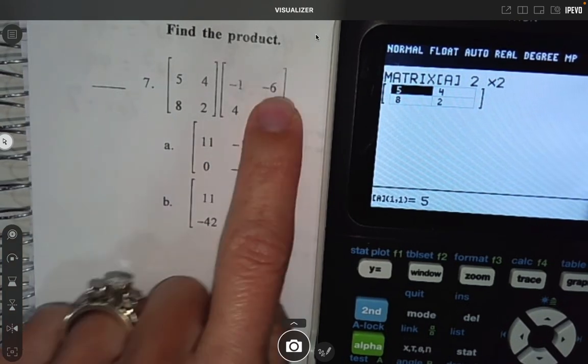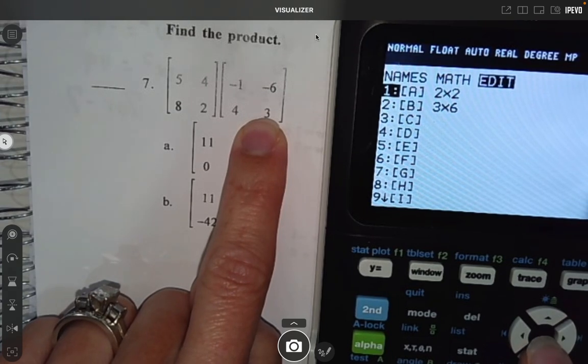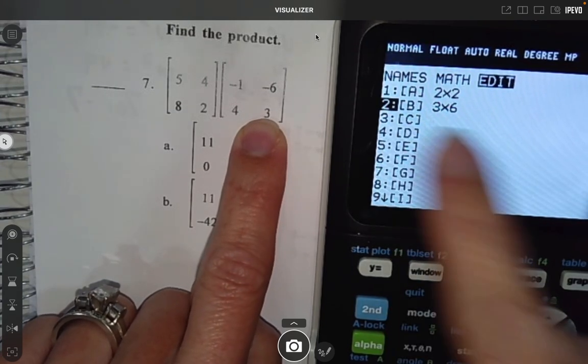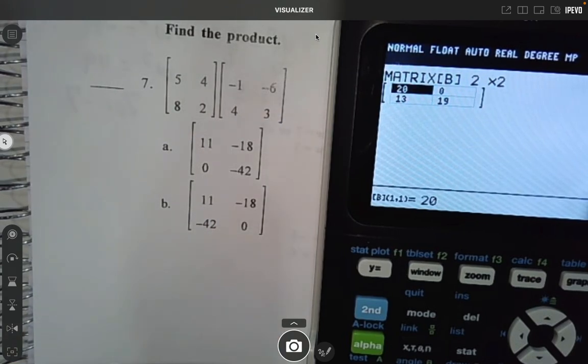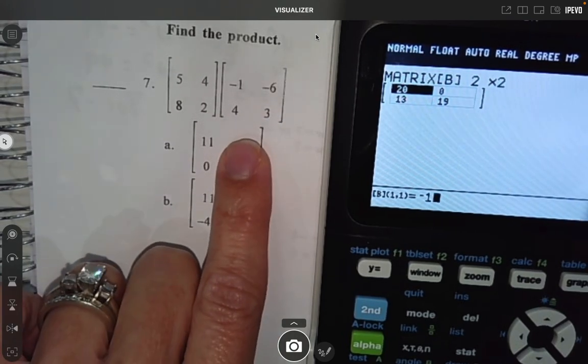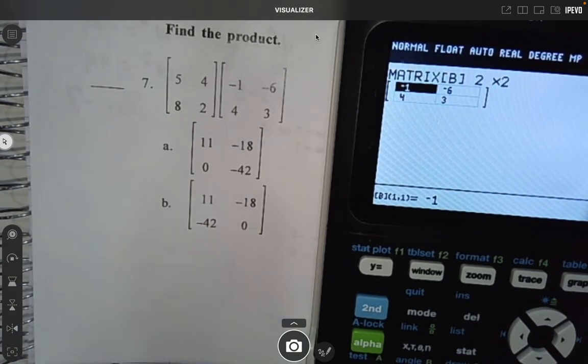Do the same exact thing for this one. Press second matrix. Go over to edit. And I'm going to call this matrix B. So press enter. It's also a 2 by 2. -1, -6, 4, and 3.